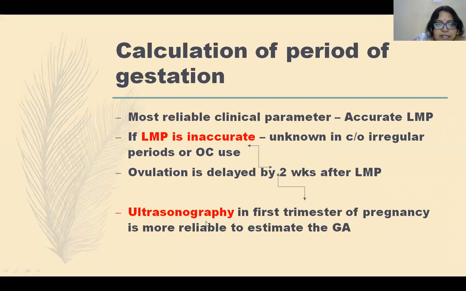So in such cases, ovulation is supposed to be delayed 2 weeks after the last menstrual period. So then we resort to ultrasound. And ultrasound in the first trimester of pregnancy is more reliable for estimation of the gestational age. So first trimester pregnancy ultrasound is very, very important. It is also known as dating scan.